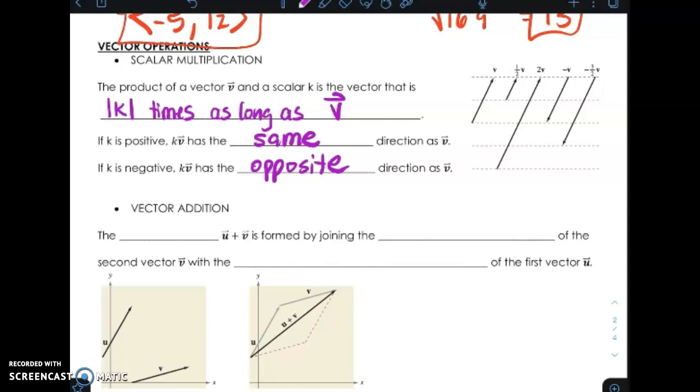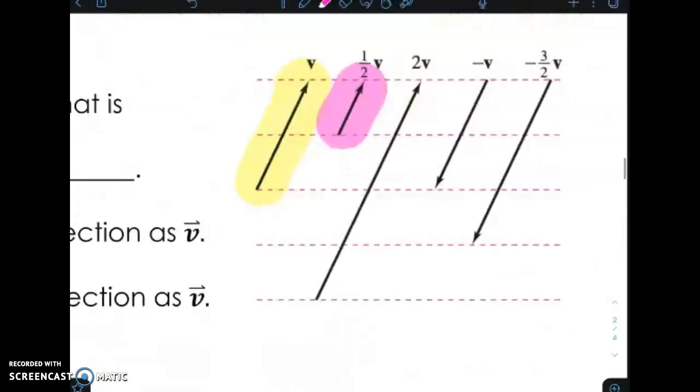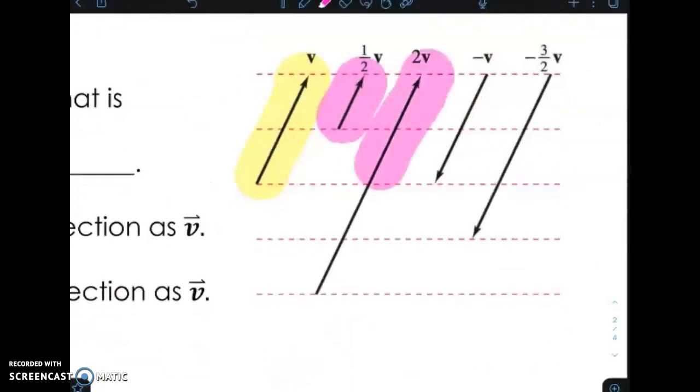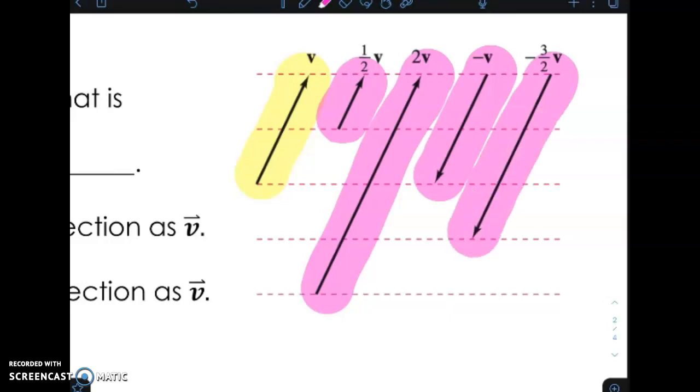We can see this in the examples over here. So we've got a vector v. Then you're seeing that this is half the size, and you see that there's that 1/2 in front, the scalar 1/2. Here you can see it's double the yellow size. That's what the 2 is doing. Here you're seeing the arrow is pointing in the opposite direction because we put a negative scalar in front. And here it's in the opposite direction, and it's 1.5 times as long because of the negative and because of the 3 halves.